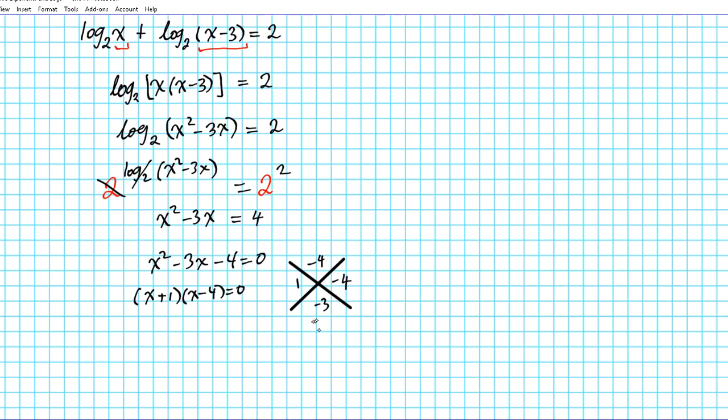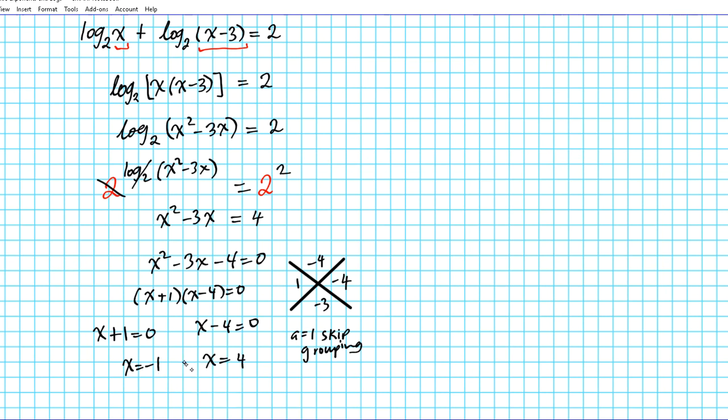You don't have to do grouping when A is 1. Using the zero product property, you set both factors to 0. Subtract 1 from both sides: x equals negative 1. And for this one, x equals 4 when we add 4 to both sides.